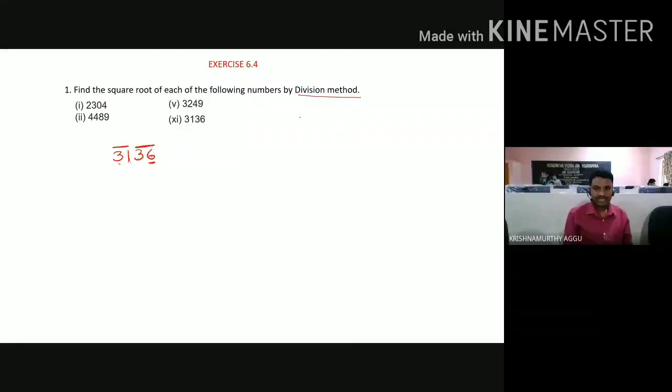For example, if you have 2 3 1 3 6, at that time what do you have to do? These two are one pair, these two are one pair, this is one. That's it. Like this you have to write.